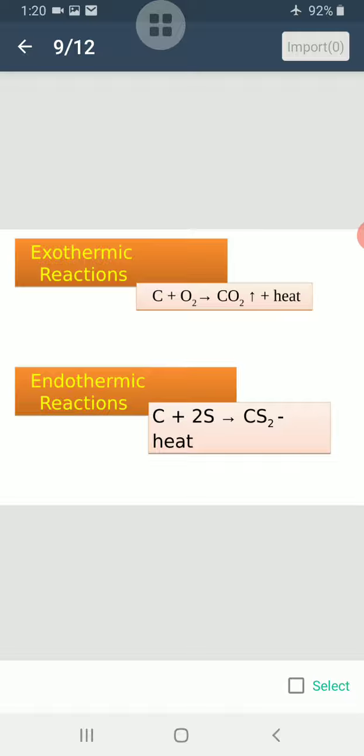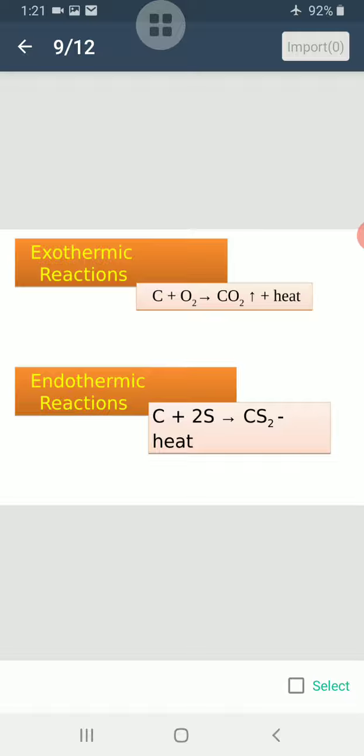So all the burning reactions are exothermic reactions. When carbon burns in air, heat is released and we can feel the heat also. So carbon dioxide with the upward arrow means the gas is evolved, plus heat sign means heat is also released. Another example we can take is when water is added to calcium oxide, heat is evolved and the water becomes very hot when slaked lime is formed in the process.